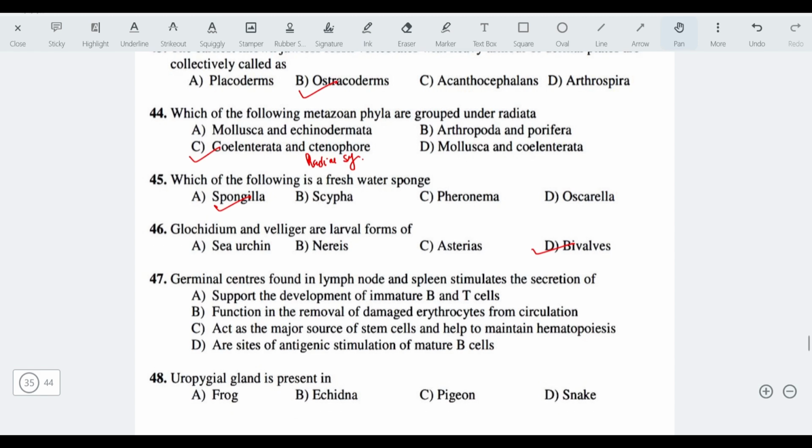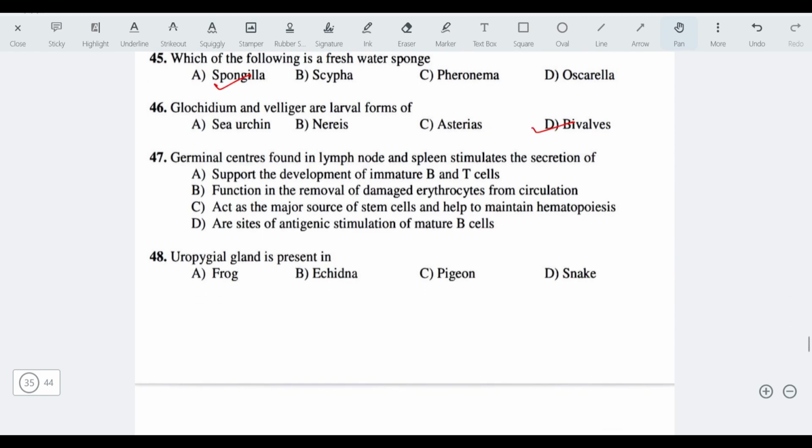Next question, germinal centers found in lymph node and spleen stimulate the secretion of. The correct answer is D. They are the site of antigenic stimulation of mature B cells. Next, uropygeal gland is present in. The correct answer is pigeon, and they are necessary for feather maintenance. Feather maintenance, right?